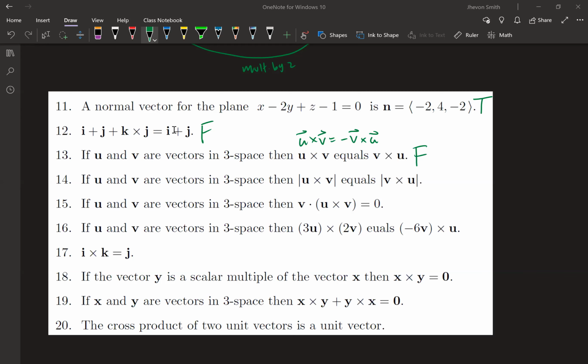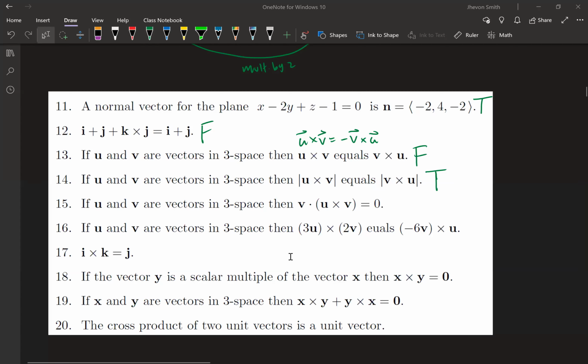Okay, we'll stop there. 100% believe it's true. It is true. Right, so the magnitude of the cross products in either order is going to be the same thing. These guys are both the magnitude of the area of the parallelogram formed by U and V. However, they don't technically point in the same direction, but they will have the same magnitude.